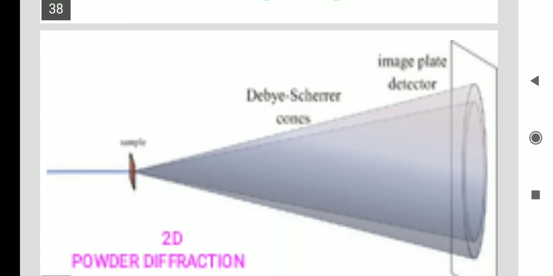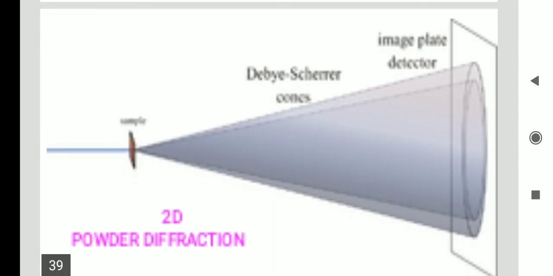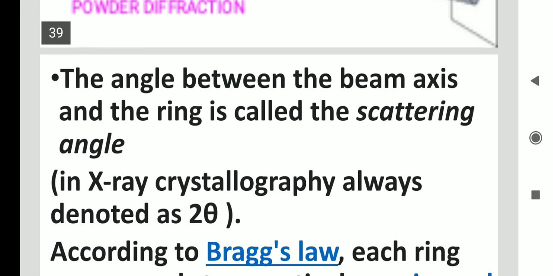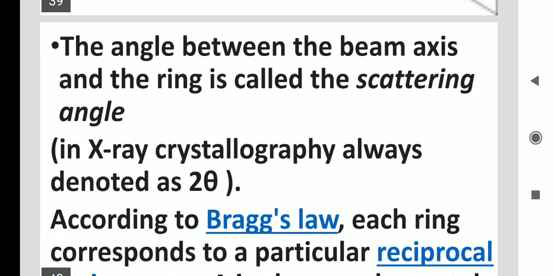So this is about the two-dimensional pattern of the powder diffraction, where this cone is considered as a Debye cone, and the image is plane detector 1. The angle between the X-ray beam axis and the scattering ring is called the scattering angle. Here we take it as 2 theta.